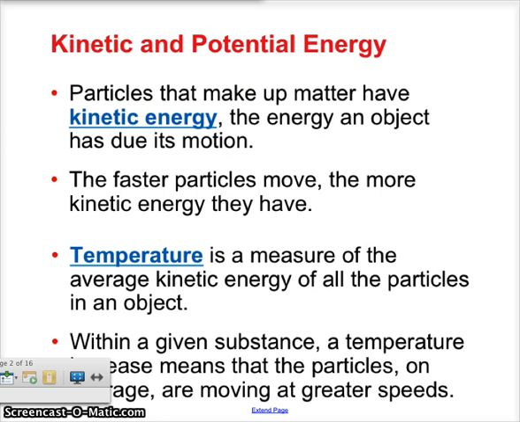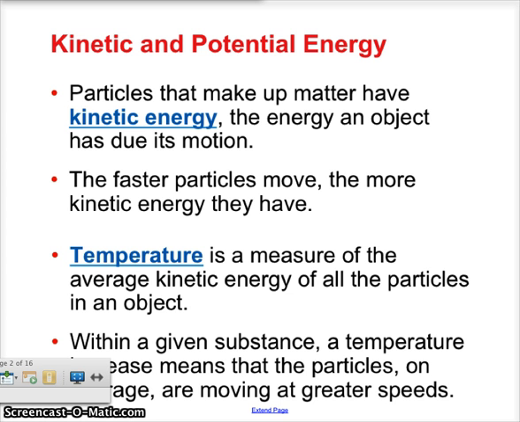So just to review some different things, kinetic energy is the energy an object has due to its motion, so it's energy of motion. The faster particles move, the greater the kinetic energy an object will have. Solids have the least amount of kinetic energy compared to liquids and gases.